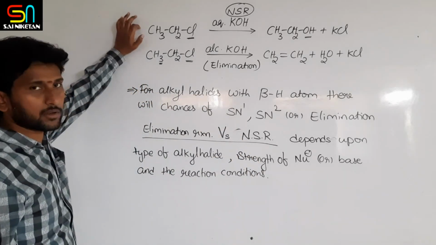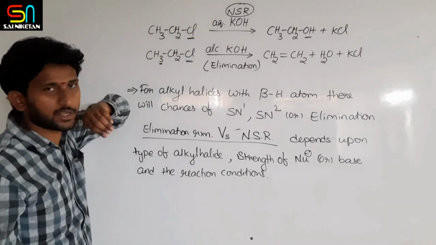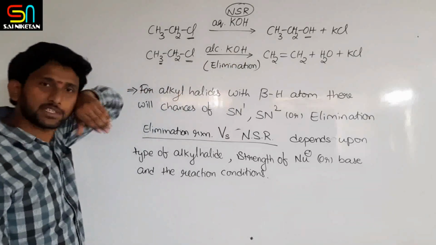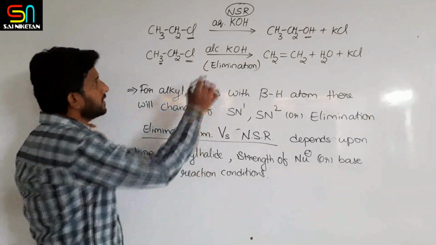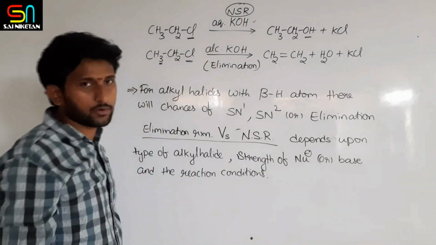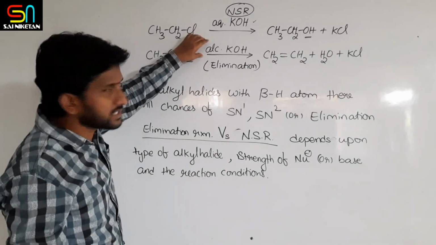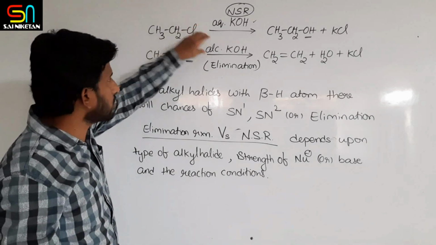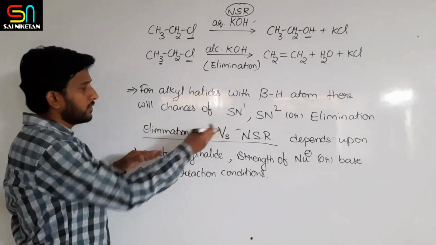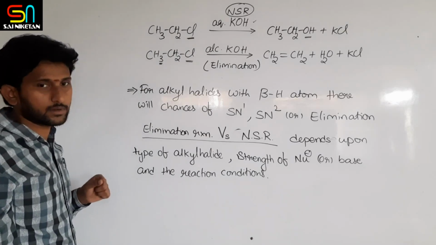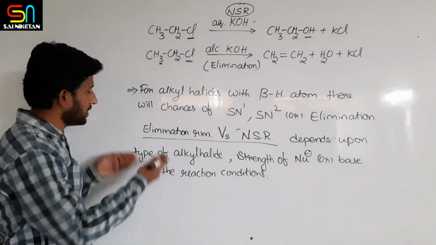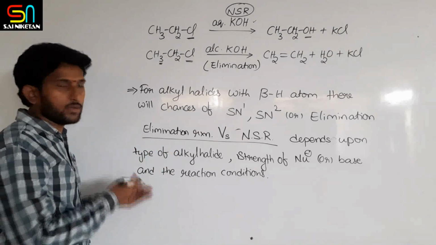Here, the same ethyl chloride with aqueous KOH undergoes nucleophilic substitution, and with alcoholic KOH it undergoes elimination. The difference is that aqueous KOH is relatively less basic than alcoholic KOH. So alcoholic KOH is acting as a stronger base. With a stronger base, mostly elimination is preferred over nucleophilic substitution.